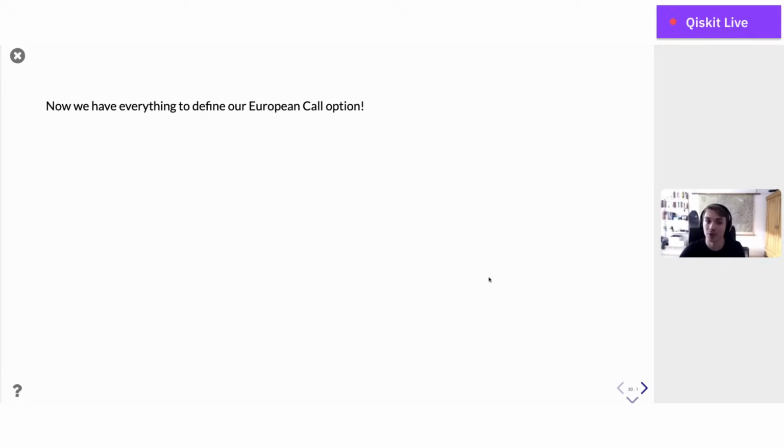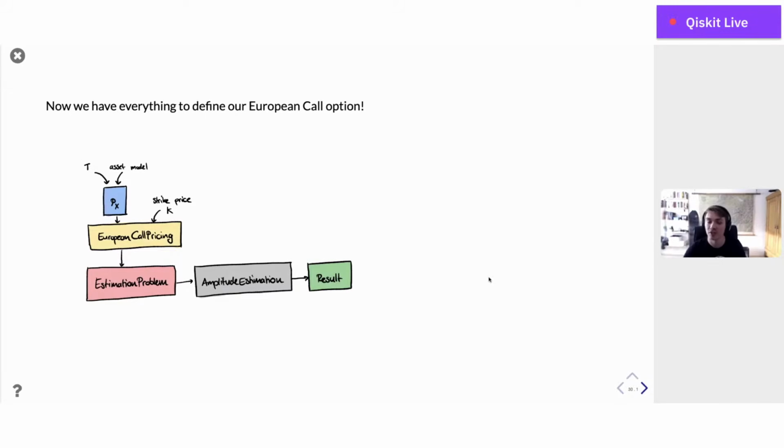Okay, now we have everything to define our European call option. And again, we'll have a quick overview on how this works in Qiskit. So we can define our probability distribution using the maturity date and the asset model. So these are the parameters of the log normal distribution, and we use Qiskit to get a circuit to implement this distribution. Then we can use that and the strike price to use the application. And this gives us an estimation problem, which is the input to the amplitude estimation algorithm. So similarly as before, the optimization algorithms solve the quadratic program, the amplitude estimation algorithms solve an estimation problem.